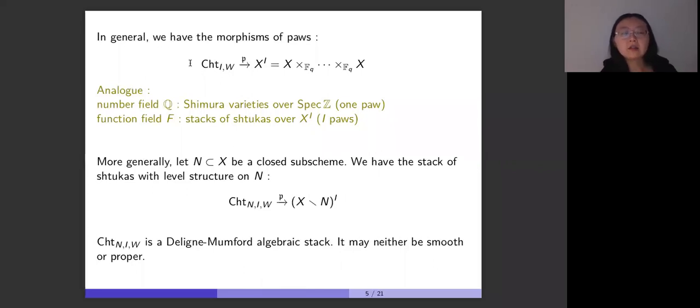As an analog, for the number field Q, for example, you have the curve Spec Z, and you have Shimura varieties over Spec Z. You can view it as some kind of shtuka with one leg. And for function fields, the analog of Q is F, and the analog of Spec Z is X. But here you have something different, which is that you can take X times X. So you have a stack of shtukas, and you can take any arbitrary power of X. So you can have many different powers.